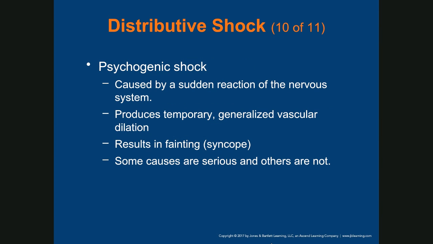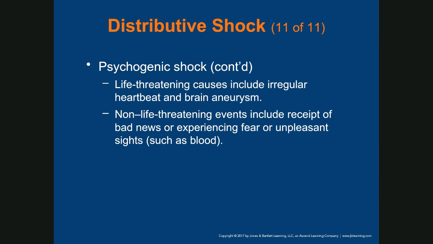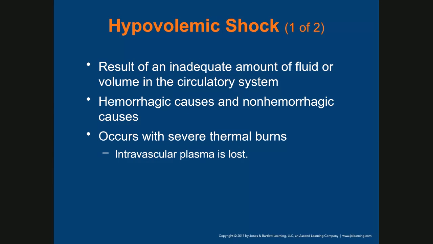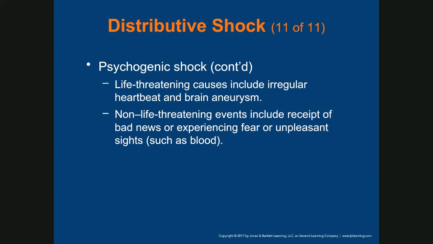Some causes are serious and others are not. Life-threatening causes include irregular heartbeat and brain aneurysm. Non-life-threatening events include receipt of bad news or experiencing fear or unpleasant sights such as blood, right? And that is psychogenic.